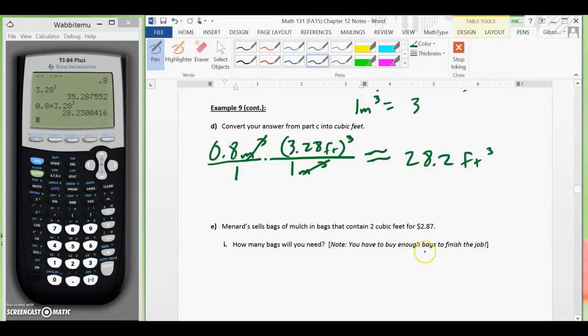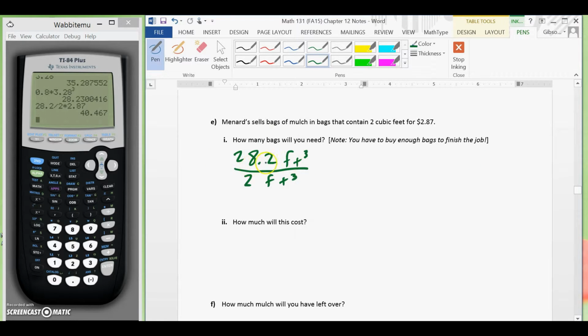Now, you have to buy enough bags to fill the job. So we would take our 28.2 cubic feet and divide it by 2 cubic feet. So we would take the 28.2 divided by 2 like we have here, and that would give us 14.1. Okay, now we know we do not have 0.1 of a bag, so it'll give us 15 bags.